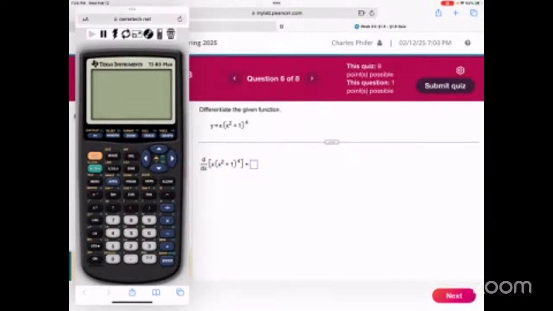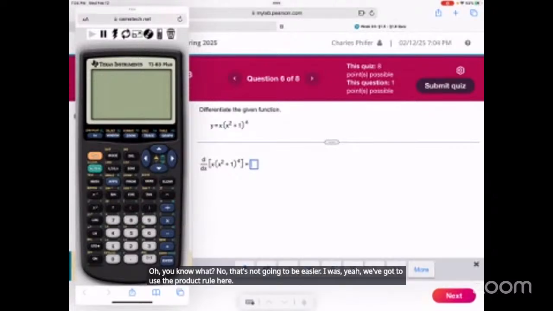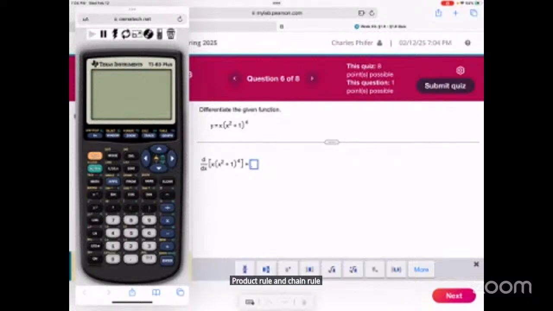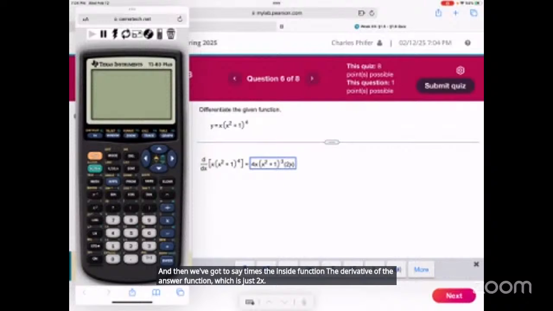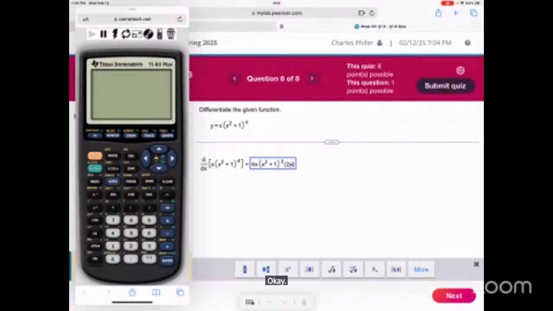Man. Oh, you know what? No, that's not going to be any easier. We got to use the product rule here. Product rule and chain rule. So the first times the derivative of the second. So that's going to be a 4. This persists. X squared plus 1. That's now what, a 3 to the power of 3. And then we got to say times the derivative of the inside function, which is just 2x. Okay. I guess we have to come back and simplify that.